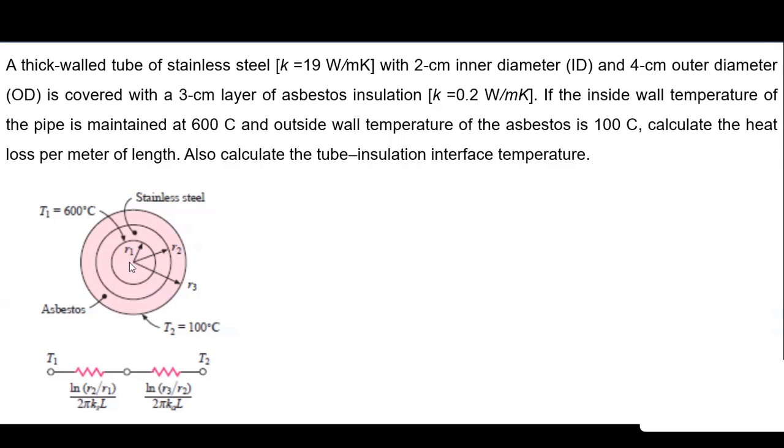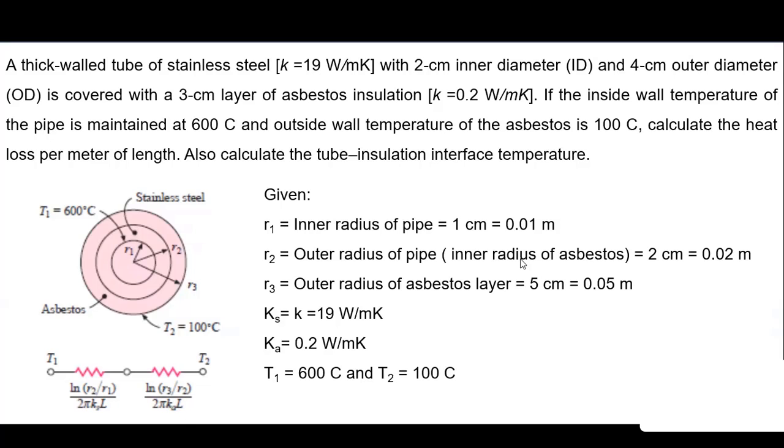The first resistance will be offered by the stainless steel and the second resistance will be offered by the insulation. So there are two resistances, both for conduction. First is conduction through the steel, and the second one is conduction through the asbestos insulation. Only thing is that instead of using the equation L upon KA, which was for a plane wall, now we are using the thermal resistance for a cylindrical system, which is natural log of R2 upon R1 divided by 2 pi K. It will become natural log of R3 upon R2 divided by 2 pi K of asbestos into L for the second resistance.